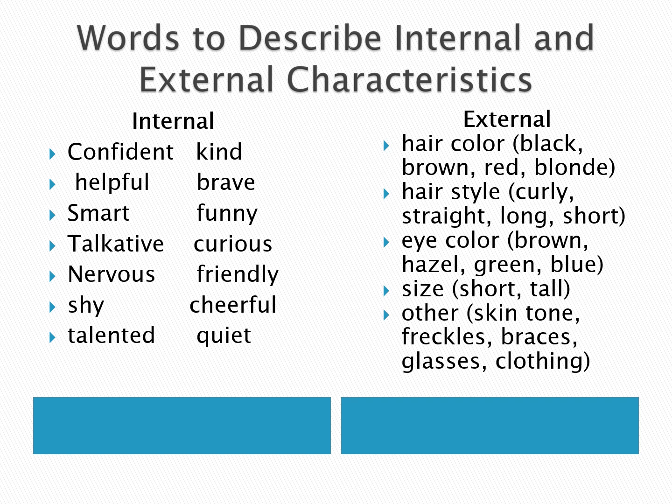For external characteristics, in describing your hair color, we can use words such as black, brown, red, blonde. For your hairstyle, we can use words such as curly, straight, long, short. For your eye color, we can use words such as brown, hazel, green, blue. For your size, we can say you are short, you are tall. And other characteristics could include your skin tone, freckles, braces, glasses, and the clothing that you wear.